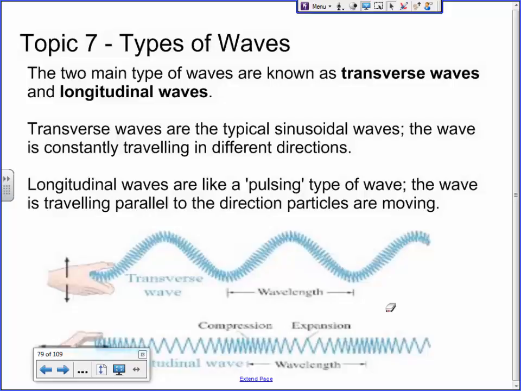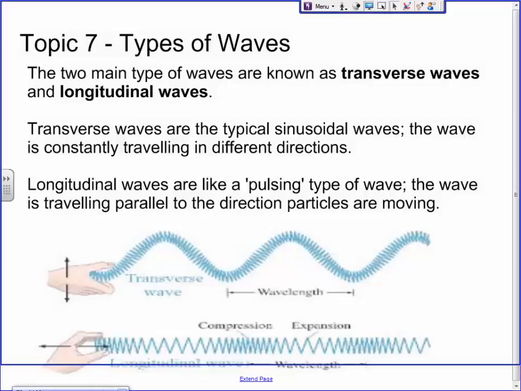Pulse, pulse, pulse. The distance between the pulses then would be your period or your wavelength. Okay, so amplitude doesn't necessarily apply nearly as much to something like that. So hopefully you guys can see that in the pictures I have here. Transverse is the typical sine wave that goes up and down and up and down. A longitudinal wave is more like a pulse. Okay.